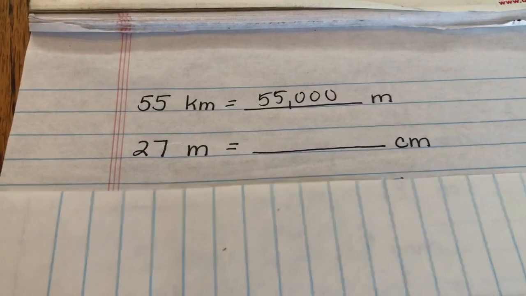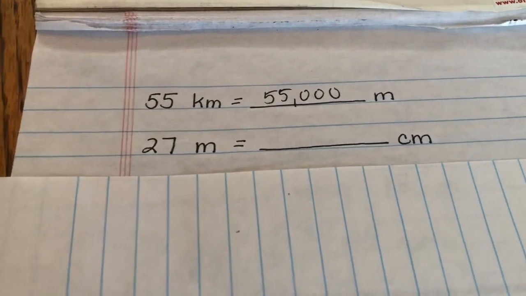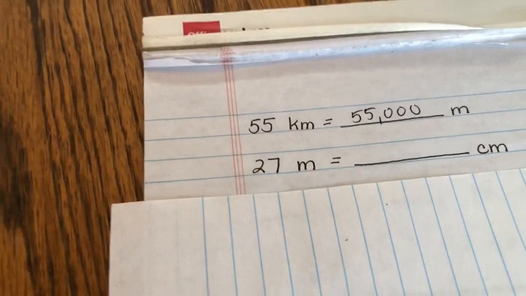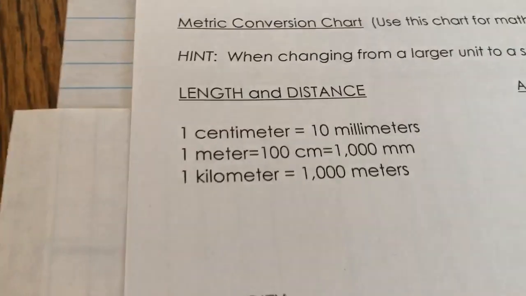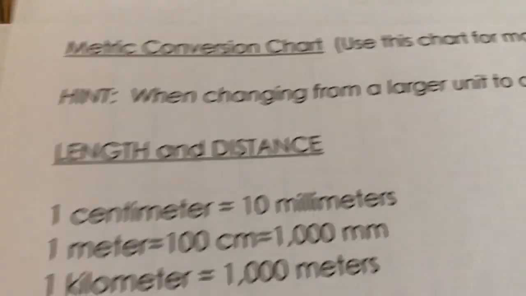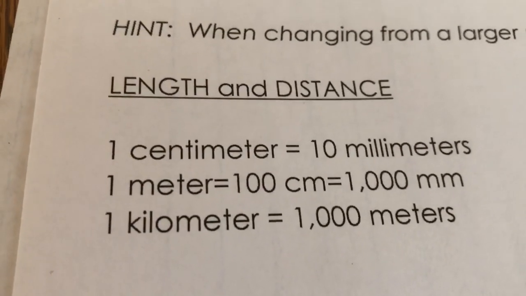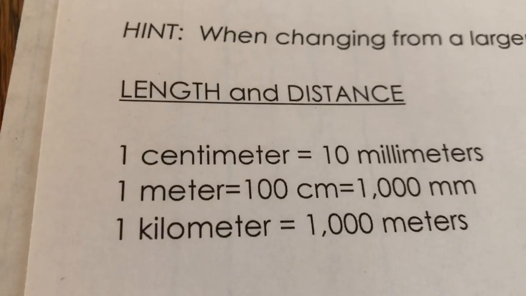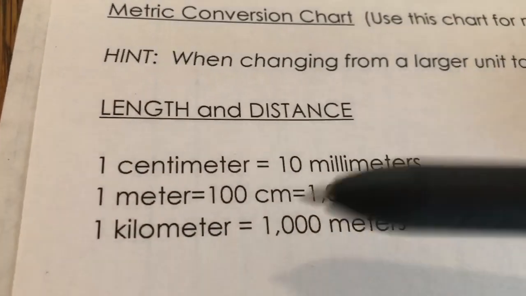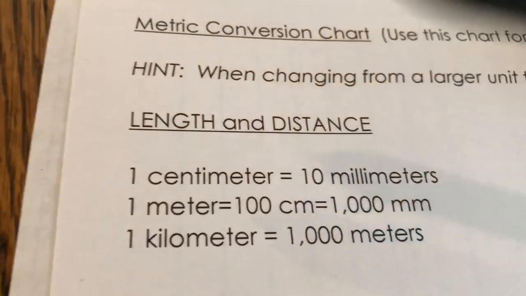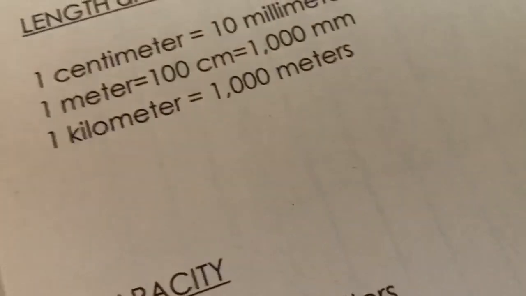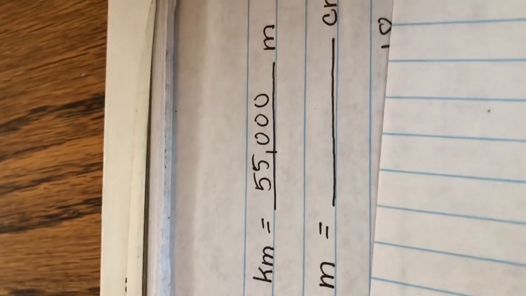Okay, now let's write down our next one. We have 27 meters equals how many centimeters? So again, we want to check our conversion chart. And we can see that it takes 100 centimeters to equal 1 meter. So this time, we're going to be multiplying by 100. All right. So 27 times 100. And you can write it down if you want.